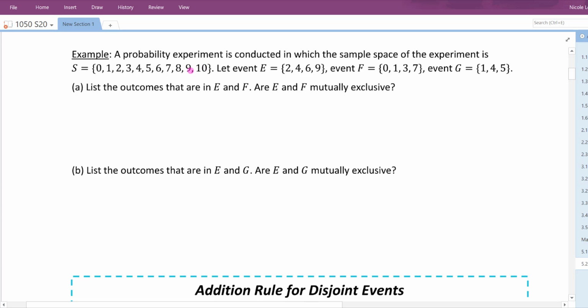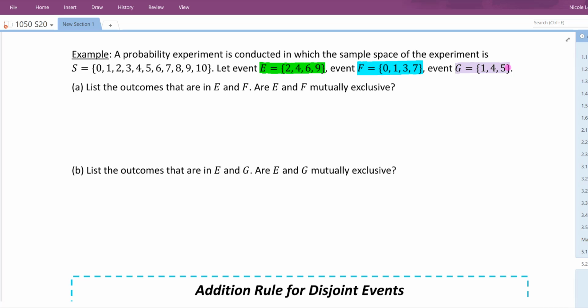And then they're going to define a few events here. So they're telling us to let event E have 2, 4, 6, and 9. So those are going to be our outcomes in event E. And then here is our event F that will have the outcomes 0, 1, 3, 7. And then lastly, our event G, which has the outcomes 1, 4, and 5.